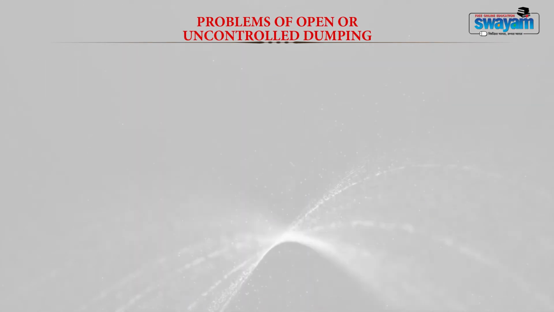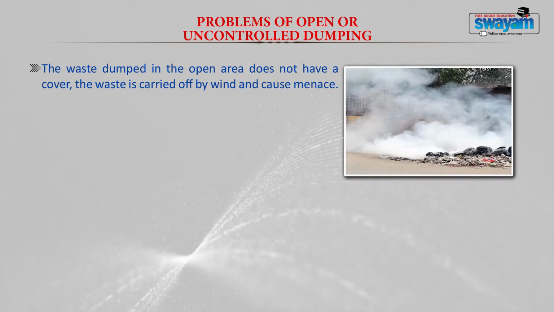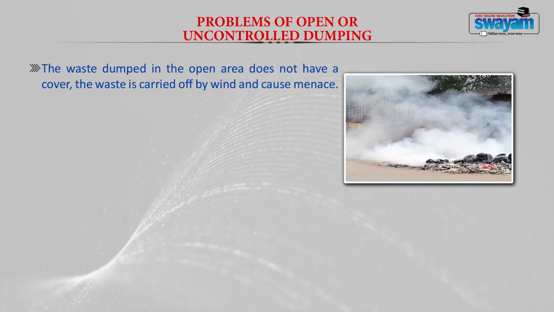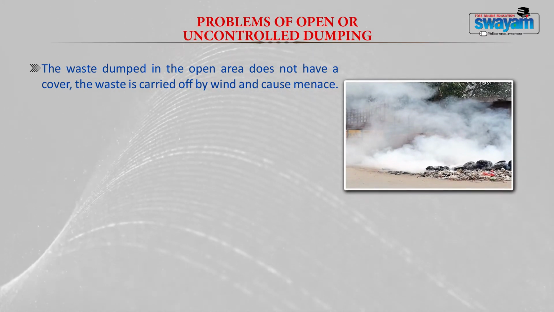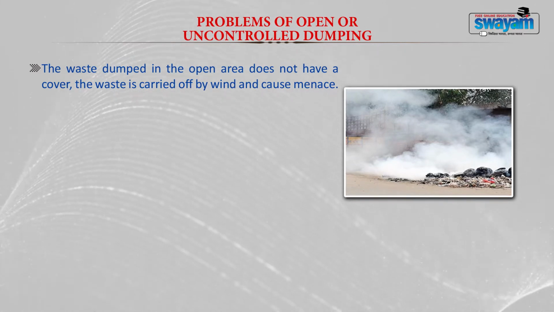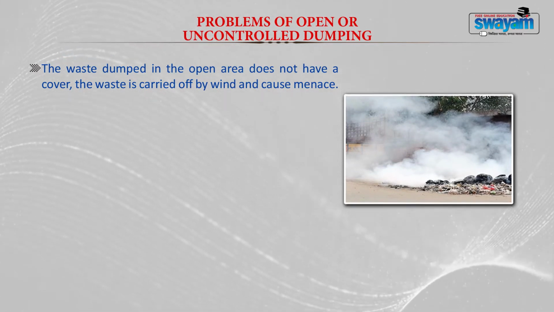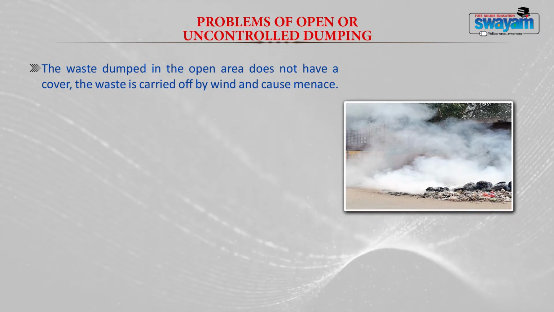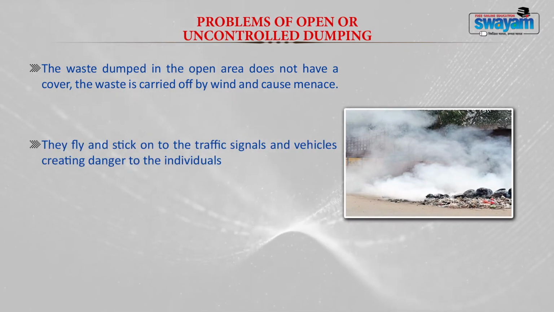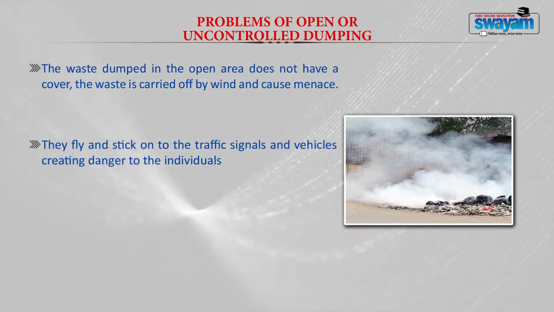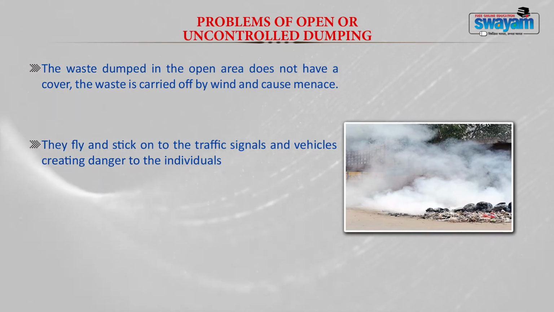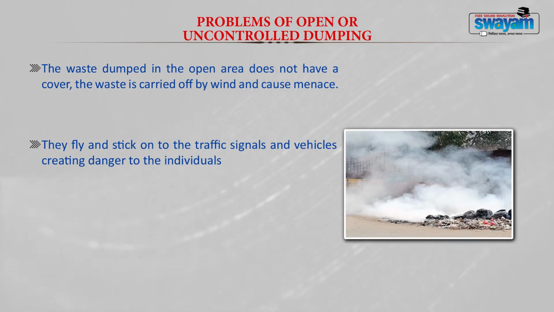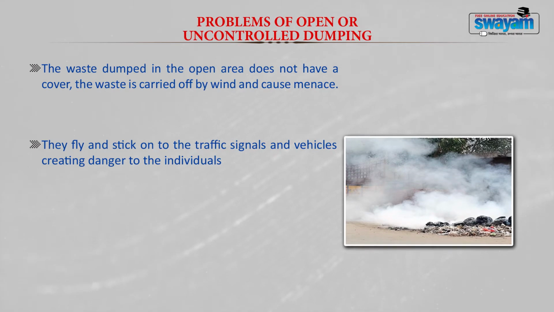through which the diseases spread. Now, since the waste is dumped in an open area without any cover, the wind carries a lot of waste. One blow of wind carries a lot of material, and these materials fly and stick onto the traffic signals or on vehicles. Sometimes it can cause accidents too. So, they are as dangerous as that.